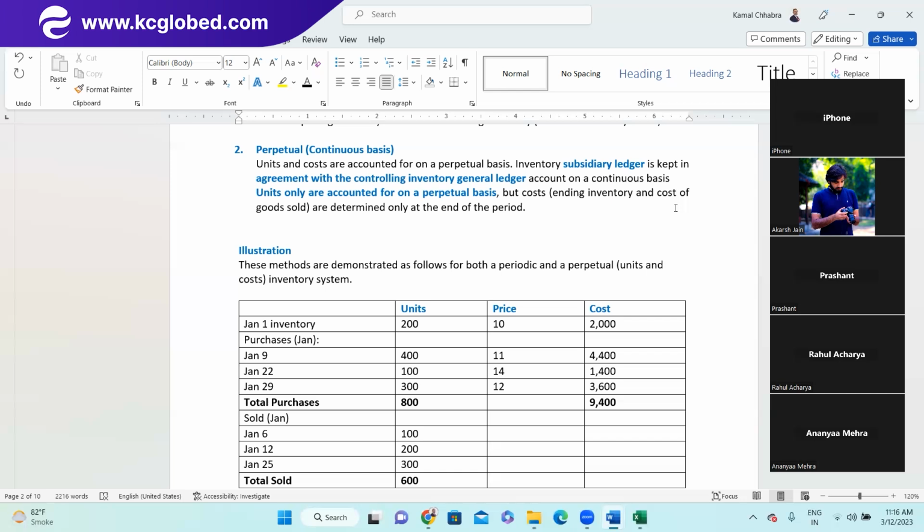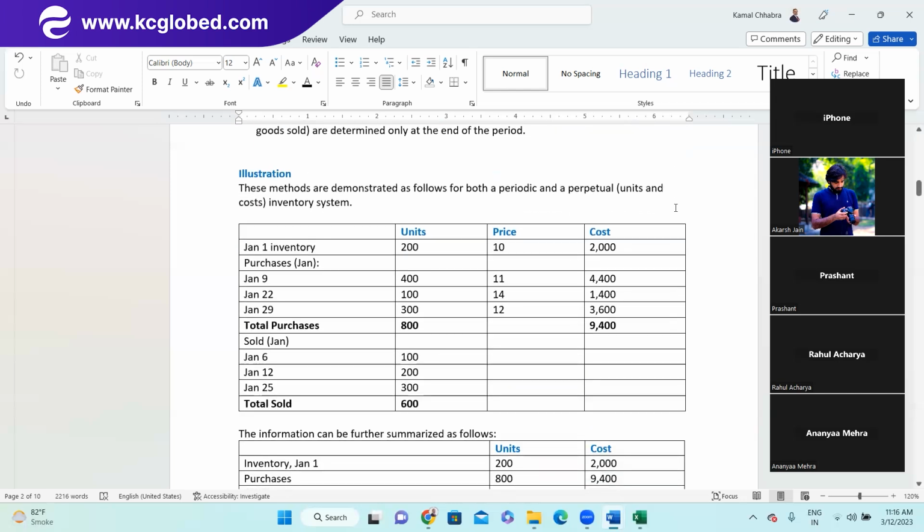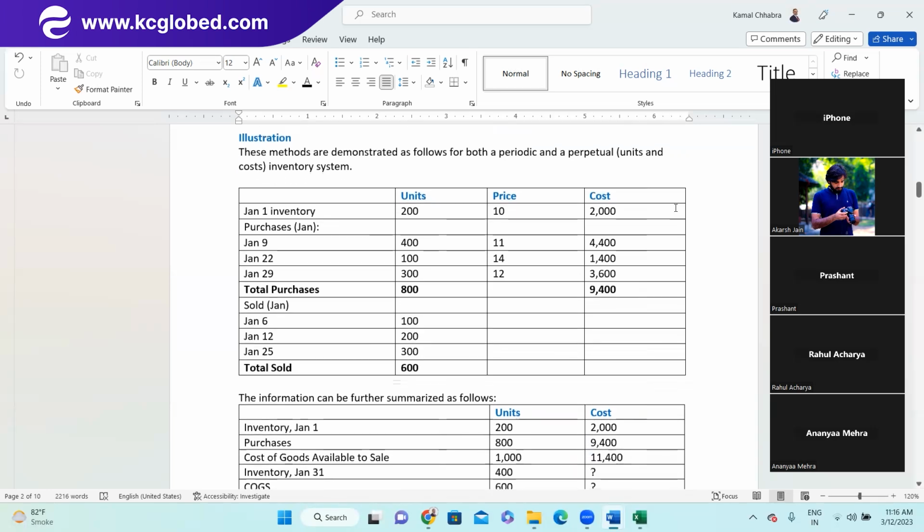Are you guys with me? Let's do some illustration to get more clarity. So look at this illustration. These methods are demonstrated as follows for both periodic and perpetual unit and cost inventory system.